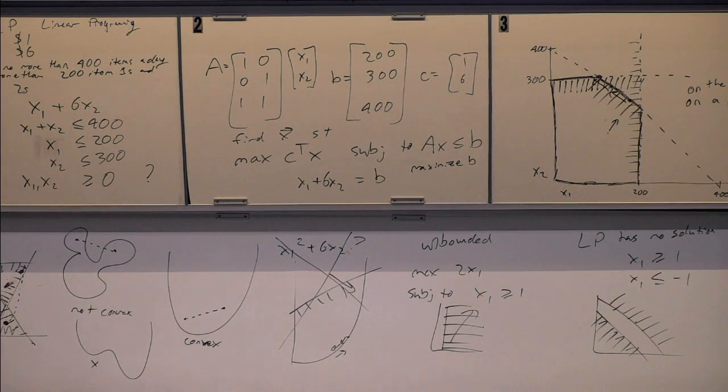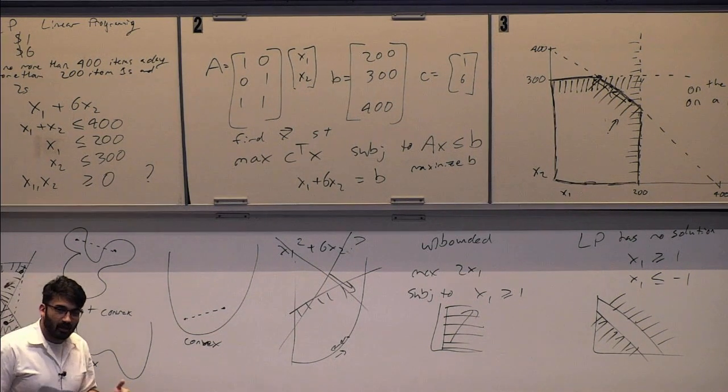Two or more of the linear inequalities are tight, maybe in n dimensions, maybe more. But two of them are tight. The other ones are relaxed. They're slack. But that's another great point we know.